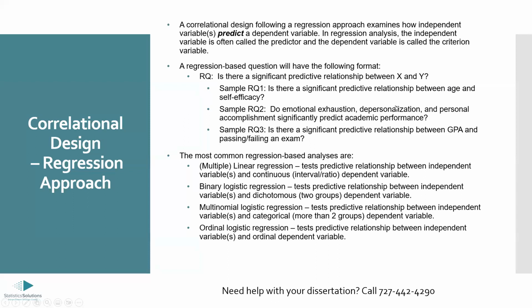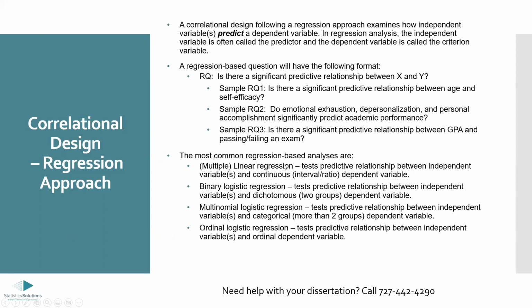These are measured from the Maslach Burnout Inventory, a Likert scale survey, and then seeing how it predicts academic performance. Then the third question here, we have one predictor, GPA, and an outcome of passing or failing an exam. Each of these questions, just reading them, you can figure out what analysis is best. And similar to the correlation slide, it depends on how your variables are being measured.